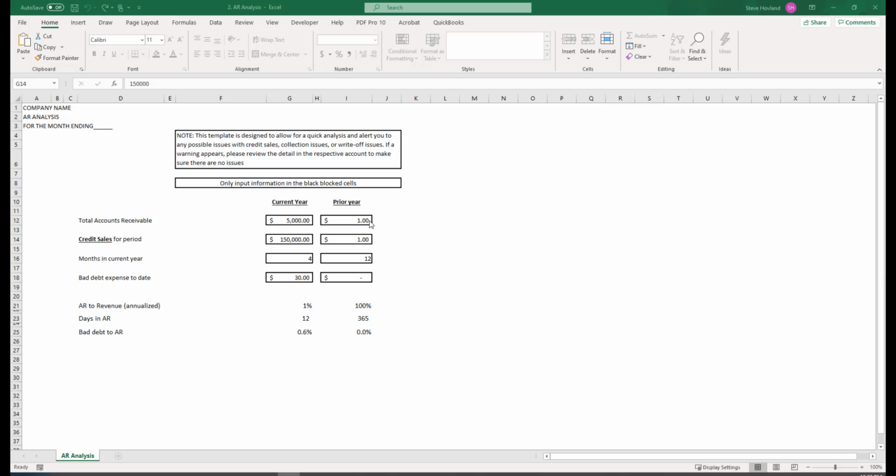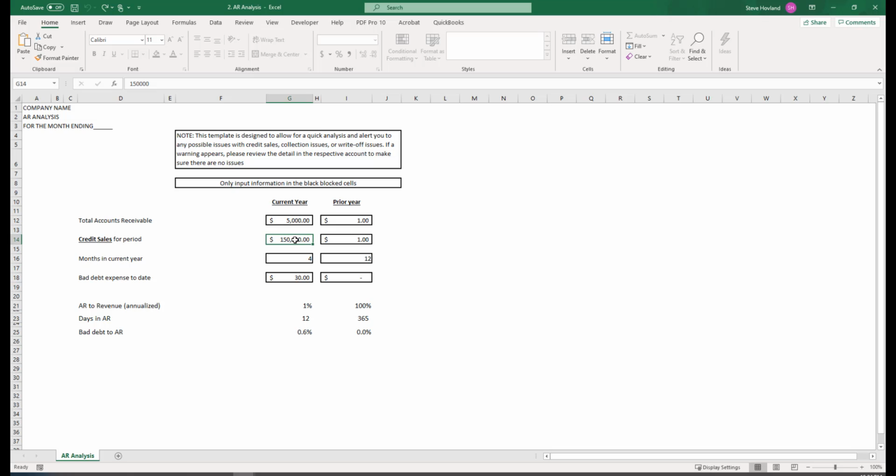Now in here I just put $1 in here just so we had numbers. I wasn't going to go too wild and crazy in there because I really wanted you to see these items. So in this case, with these fictitious numbers, it's saying that there are 12 days of sales in accounts receivable. Let's change this so you can see.